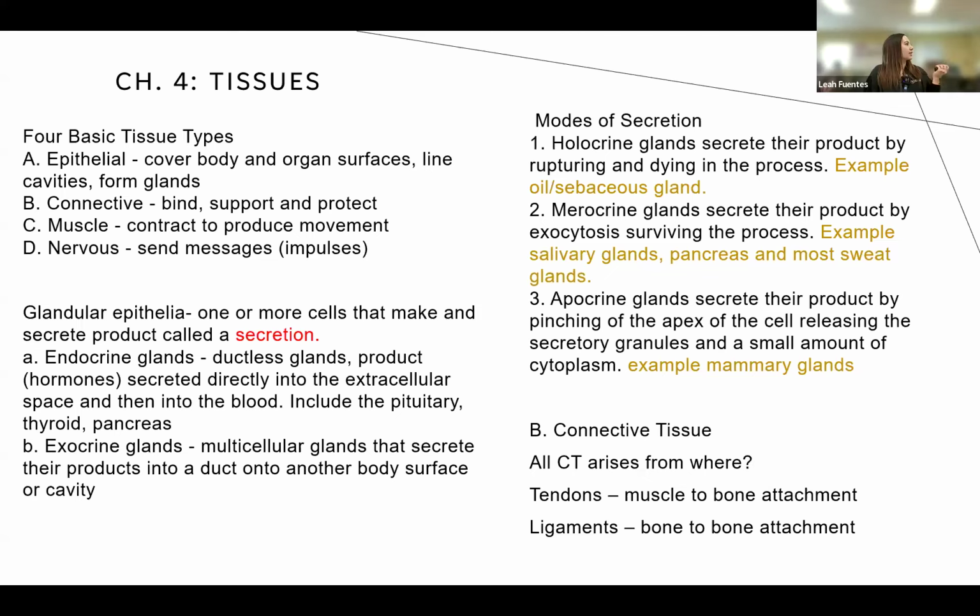And then apocrine glands secrete their product by pinching the apex of the cell, which then releases the secretory granules and a small amount of cytoplasm. An example of this are mammary glands. For these specific modes of secretion, I would know the difference between them, what they do, and then an example of each.